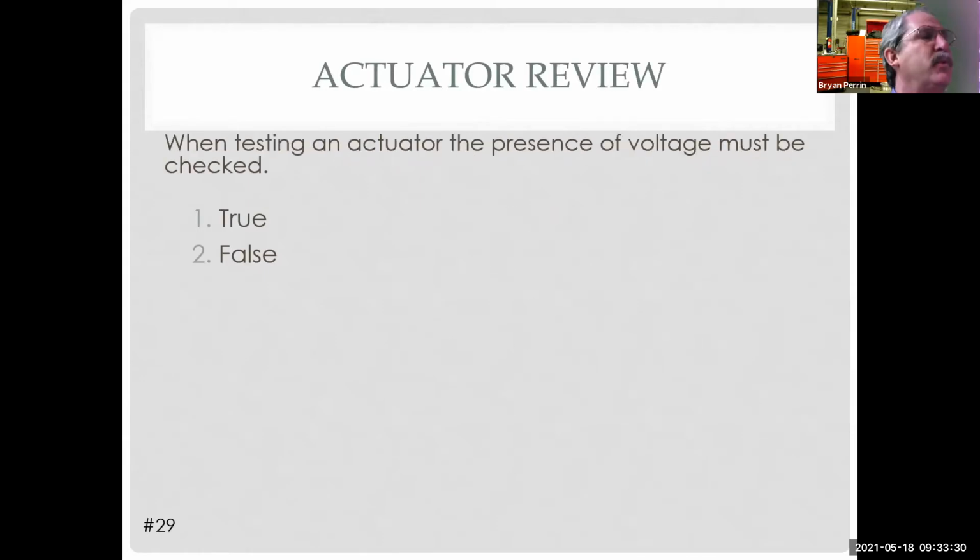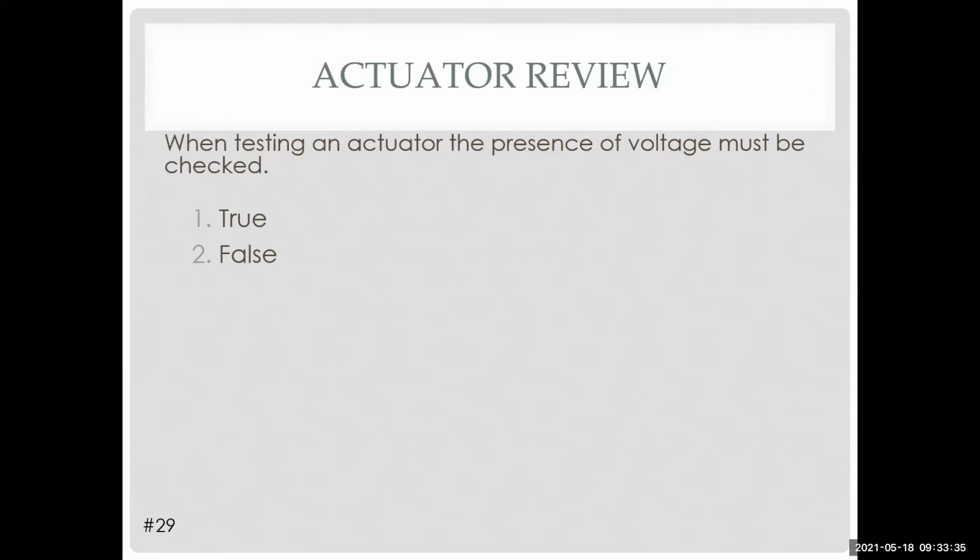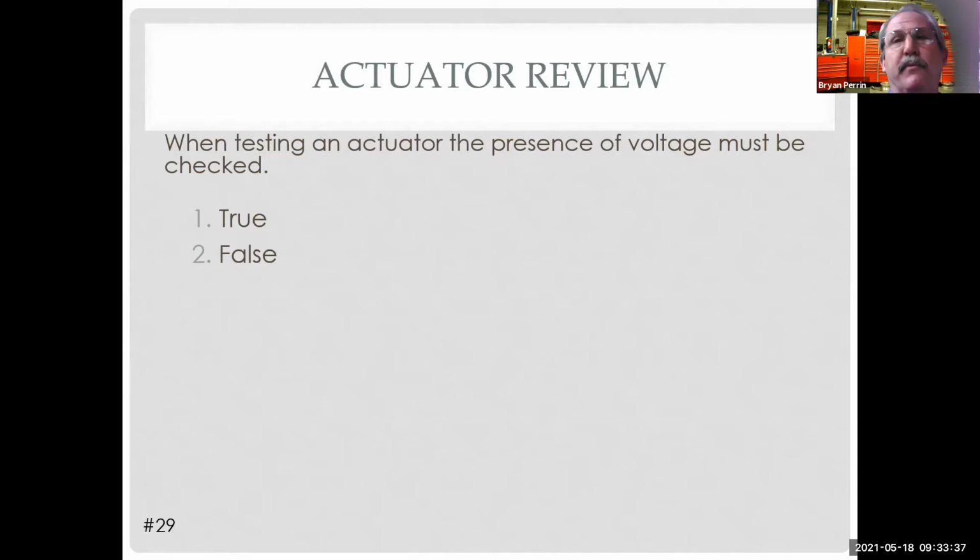When testing an actuator, the presence of voltage must be checked. True or false? True. How else do I know if it works unless it gets voltage, right?